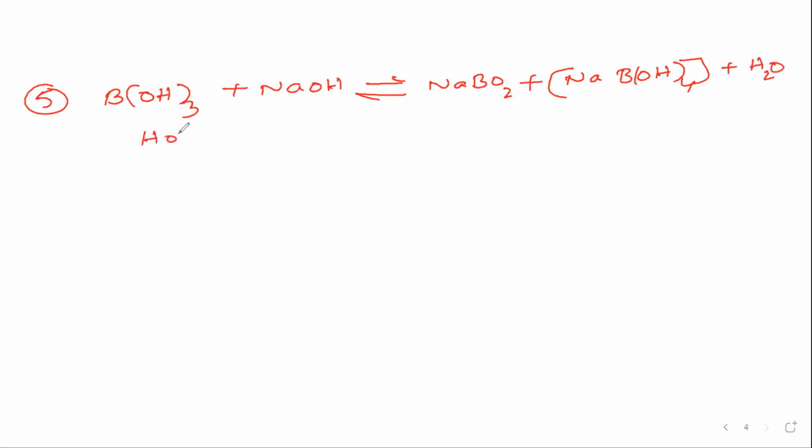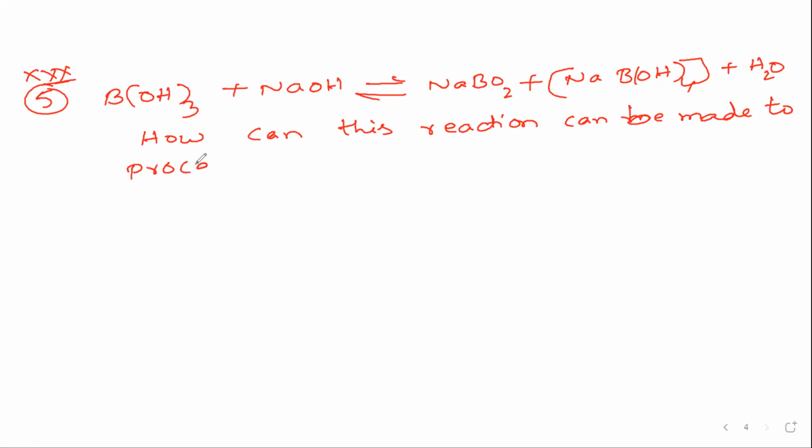This is a previous IIT 2005 question, so an advanced question. How can this reaction be made to proceed in the forward direction? Forward direction means we want only the products. So by applying Le Chatelier's principle, which we have completed in chemical equilibrium.